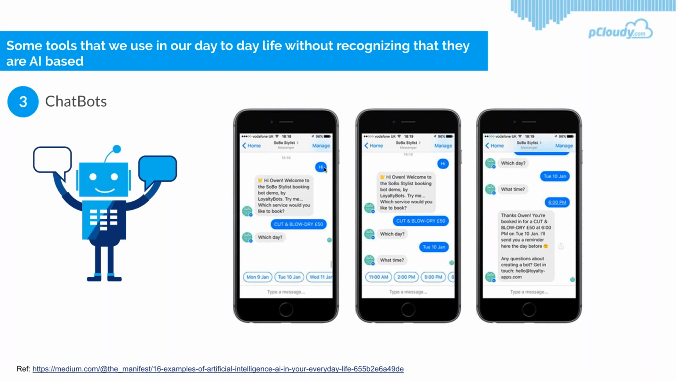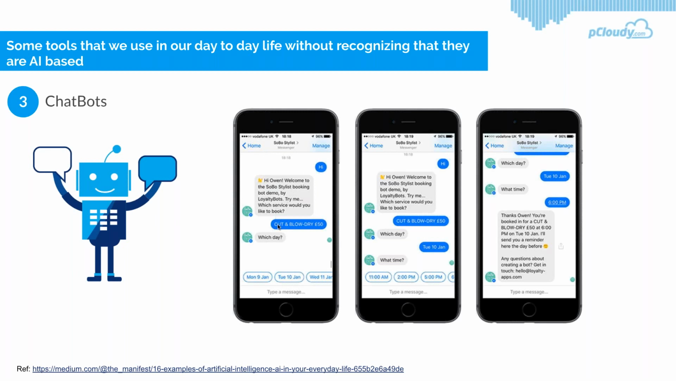So I just said hi. The reply was, "Hi Owen." So probably my number was already registered with this stylist. That's why the bot knew that my name is Owen. So the reply was, "Hi Owen, welcome to the Sobo Stylist Booking Bot demo by Loyalty Bots. Try me. Which service would you like to book?"